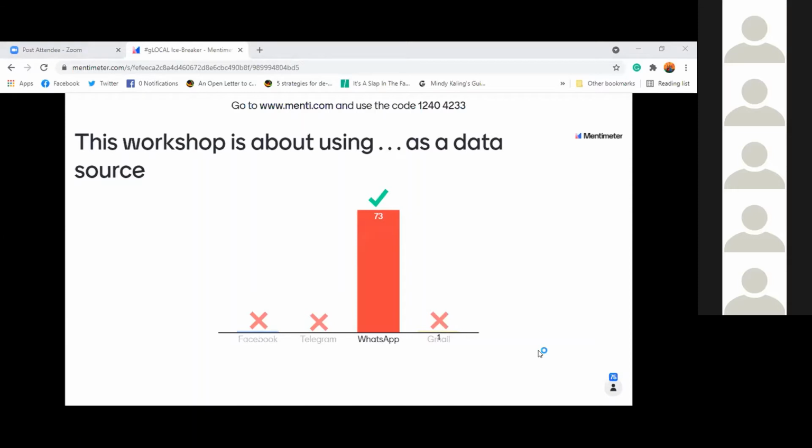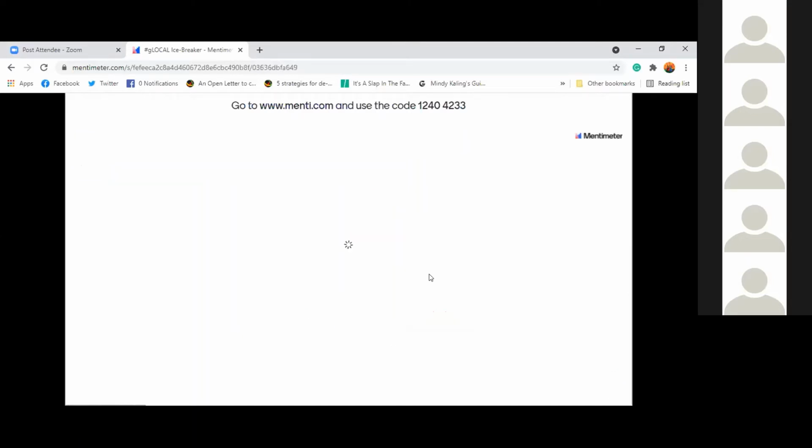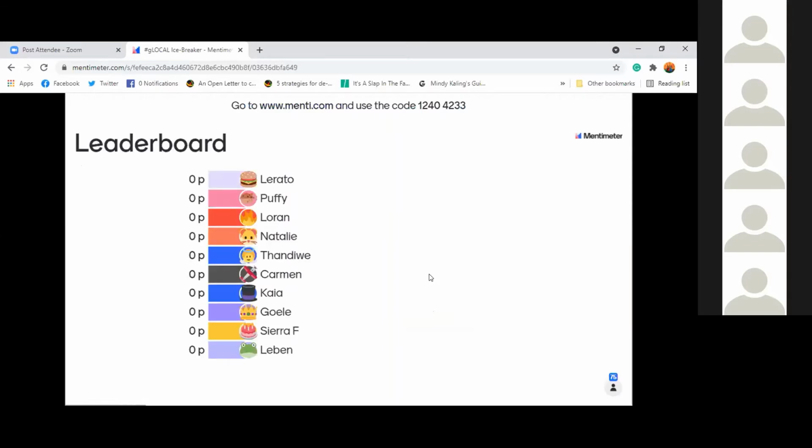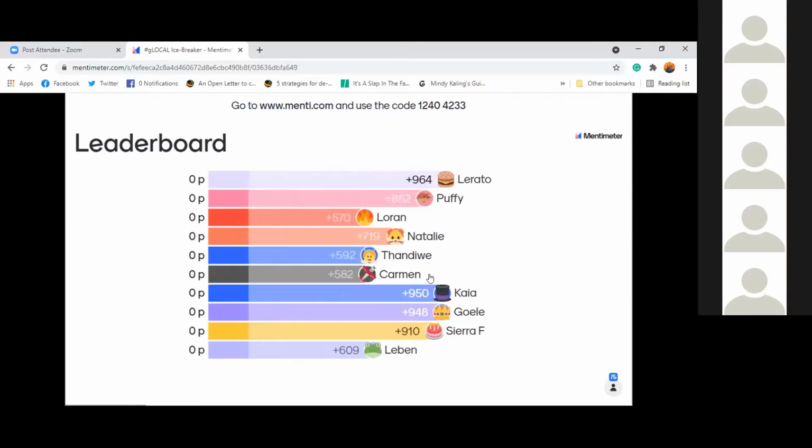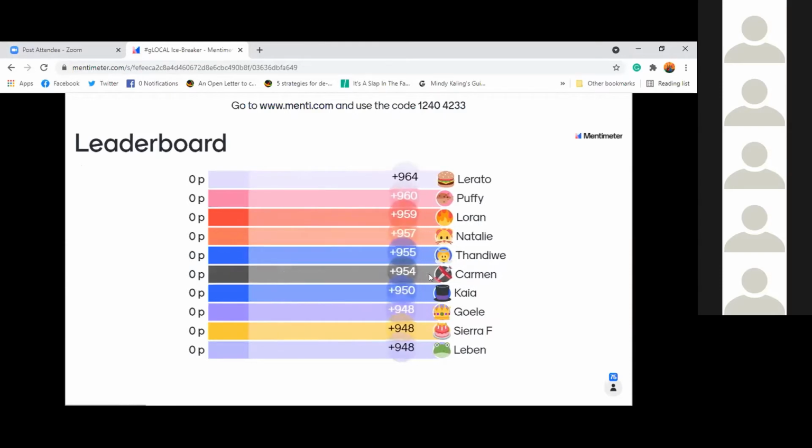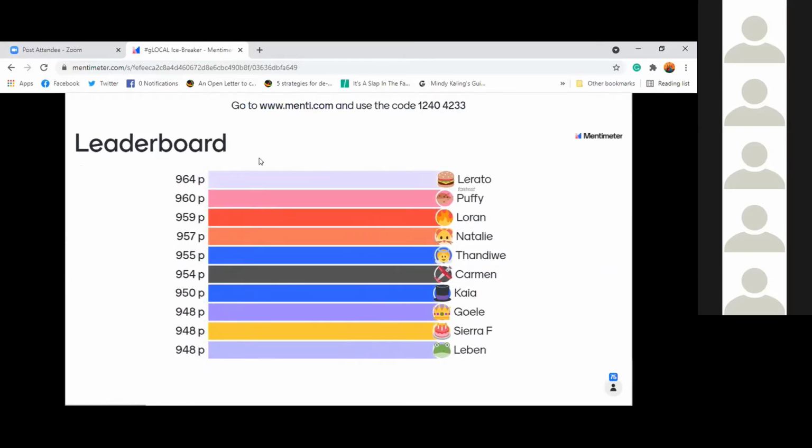The second question. Oh, that's the leaderboard, because there's so many of us, we had to take a minute to calculate all of that. So the quickest answer, 1, and I see Lerato's in the lead. You can still beat Lerato. You can still beat Lerato in the next question. Let's find out if you're awake.